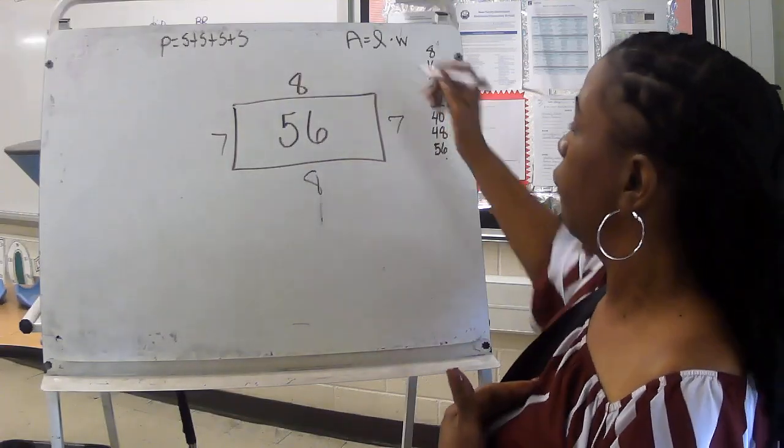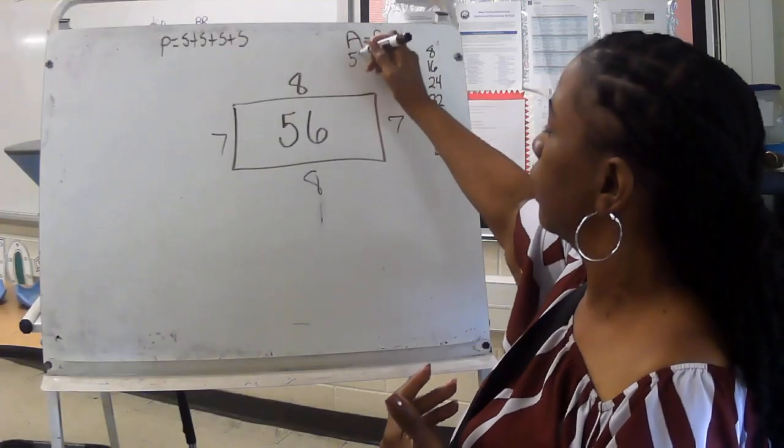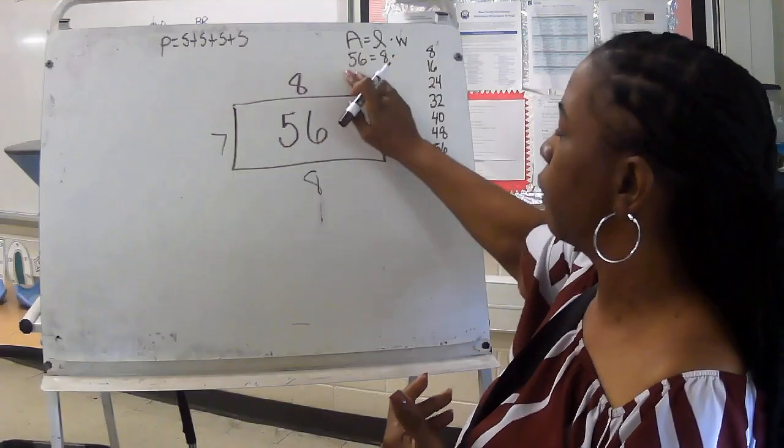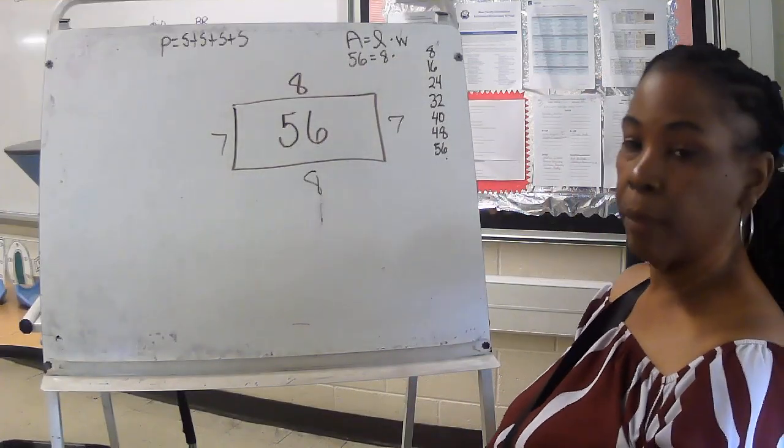Okay? We can verify that because the area is 56. The long side was 8. So 8 times what number gives us 56? And we know that's 7 because we did our multiples.